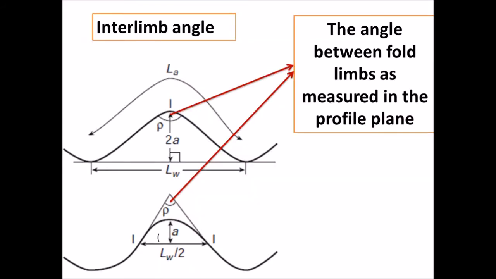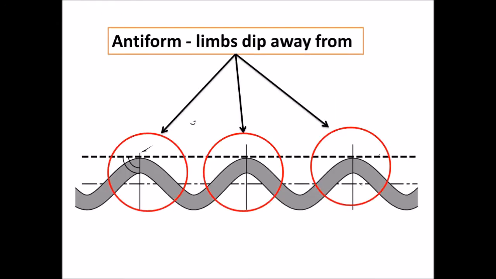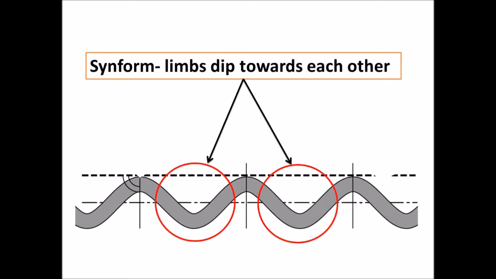So what is the interlimb angle? The angle between the two limbs measured in a profile section is known as the interlimb angle. So now let's see some more folds. Here we can see some wave-like structure. The portion of the fold in which the limbs dip away from each other is called an antiform. So here we can see three antiforms. Now we'll see the synform. The portion of the fold in which the limbs dip towards each other is called a synform. Here we can see two synforms.